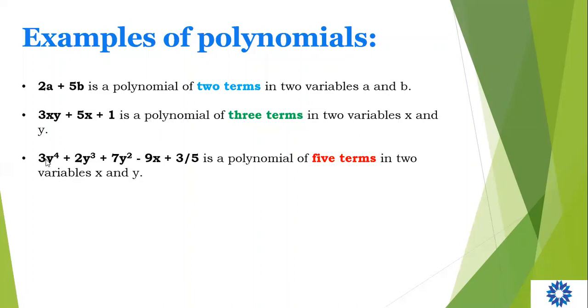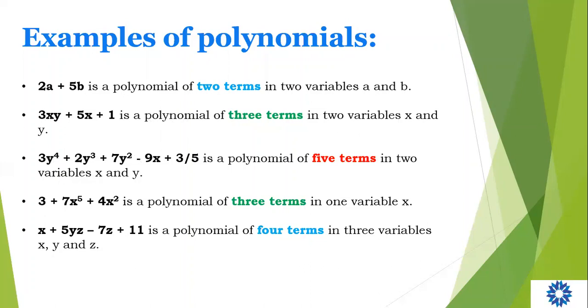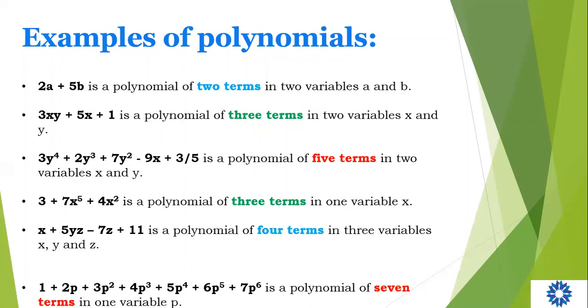So if you observe here, 3y power 4, 2y cube plus 7y square minus 9x. This is a polynomial with 5 terms in variables x and y. So there are 5 terms, but it's a polynomial. 3 terms, polynomial. 4 terms, polynomial. The last one has 7 terms, only one variable. Here 2 variables, 3 variables is not a matter. So all powers are positive integers. That's why all are polynomials.